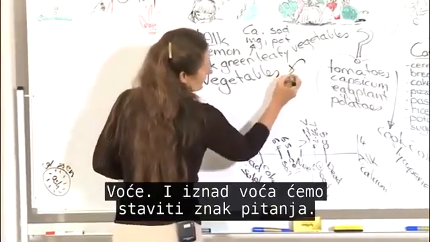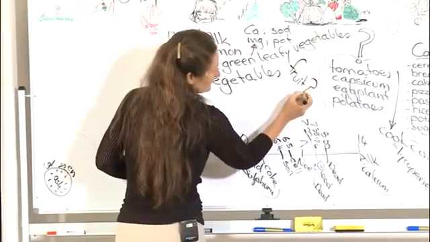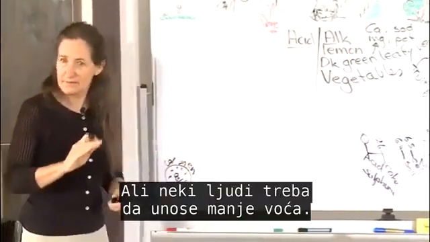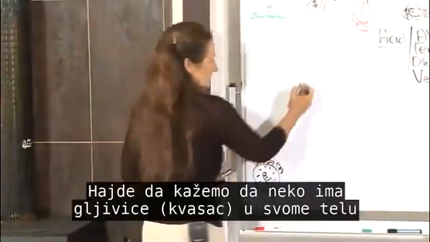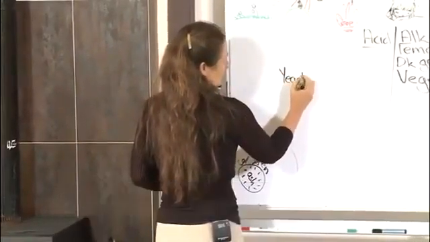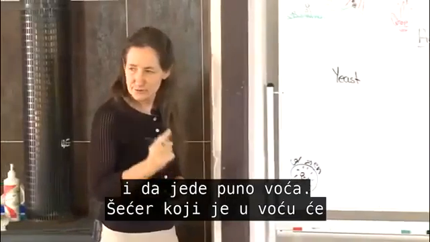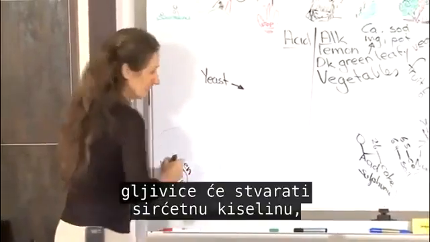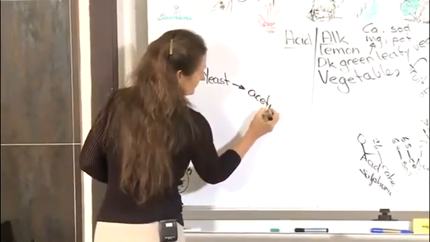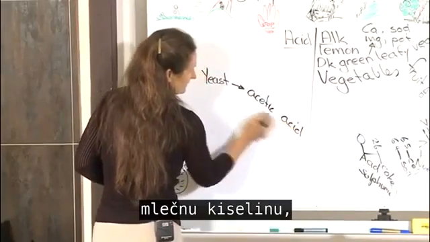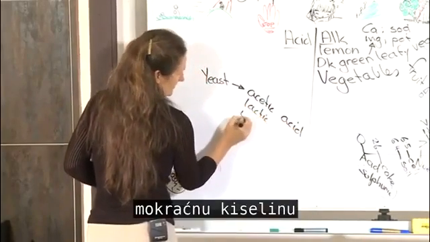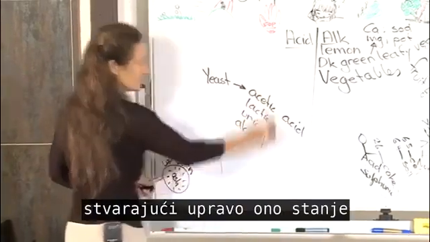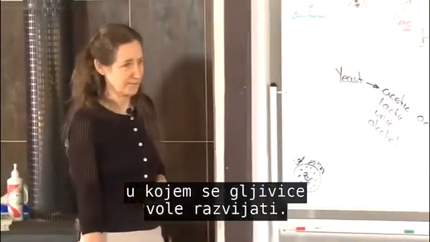Fruit. Fruit has a question mark. One lady said, fruit's good. I said, fruit's fantastic. But for some people, they need to go easy on the fruit. Let's say someone has a yeast presence in their body and they eat a lot of fruit. The sugar in the fruit will feed the yeast. And by consuming the sugar in the fruit, the yeast gives off acetic acid, lactic acid, uric acid, and alcohol, creating the very condition that yeast fungus love to thrive in.